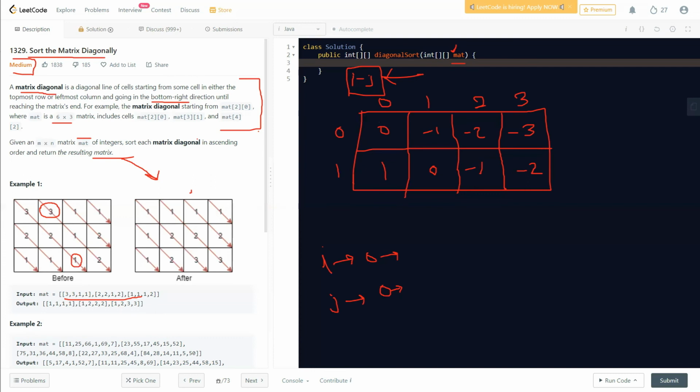So let's quickly write down the code and then further explain how the code works in accordance with the concept that we just checked.